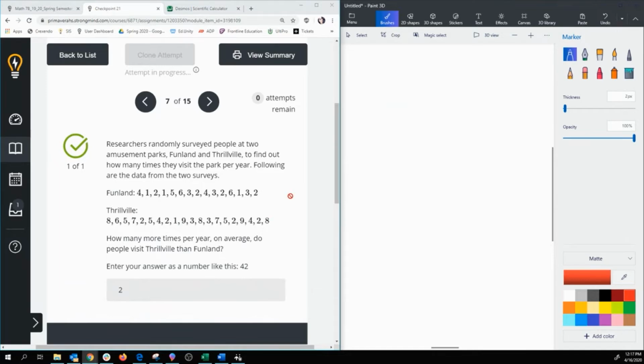All right. Researchers randomly surveyed people at two amusement parks, Funland and Thrillville, to find out how many times they visit the park per year. The following data are from the two surveys. Here's Thrillville and Funland. And we want to know how many more times per year on average do people visit Thrillville than Funland. So this question wants us pretty much to find the average of both of these and then figure out how many more times people visit Thrillville than Funland.